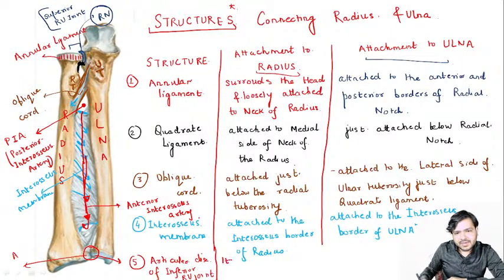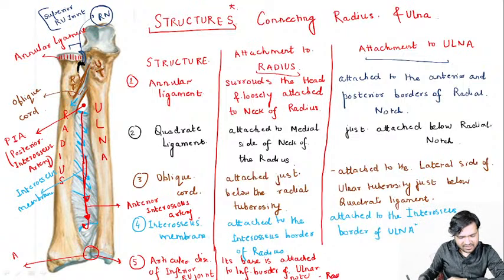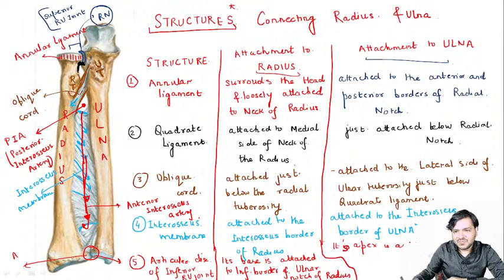So write down its base is attached to the inferior border of ulnar notch of radius, and over here just write down its apex is attached to the depression at base of styloid process.